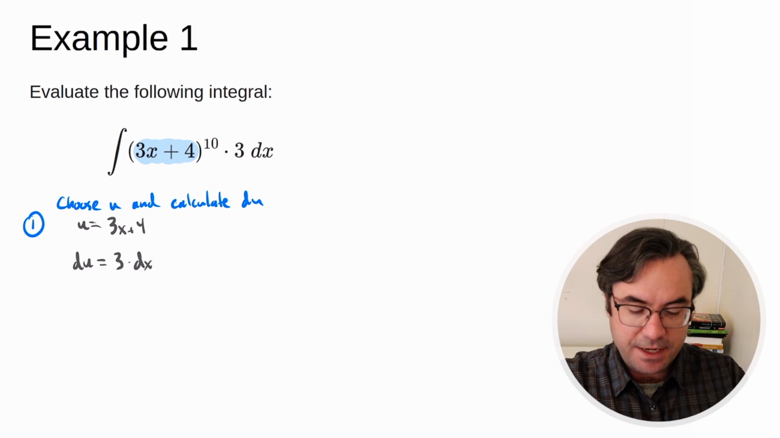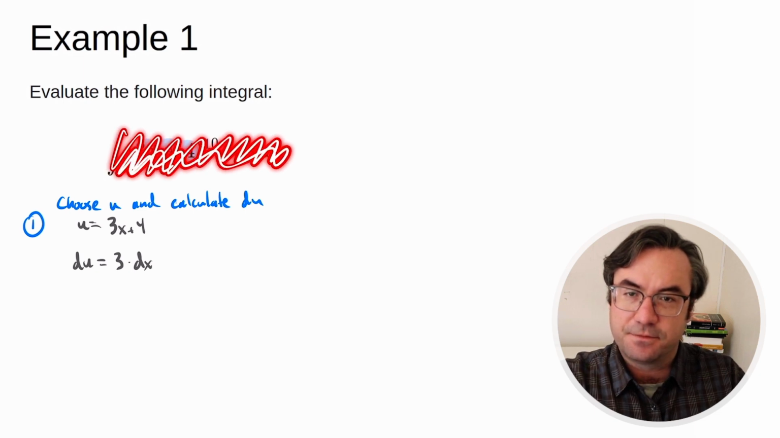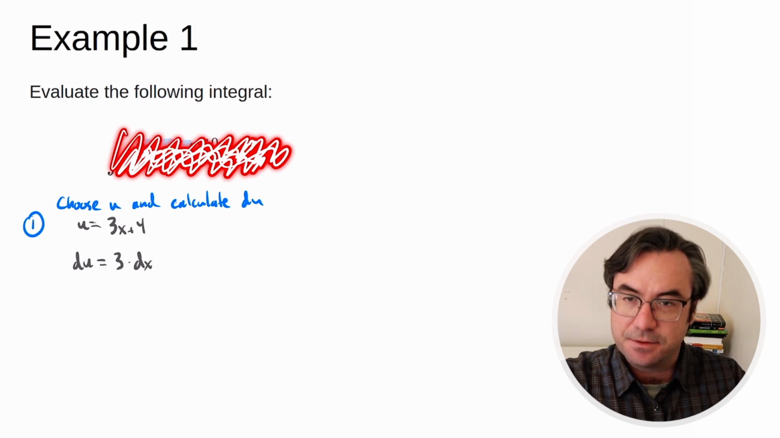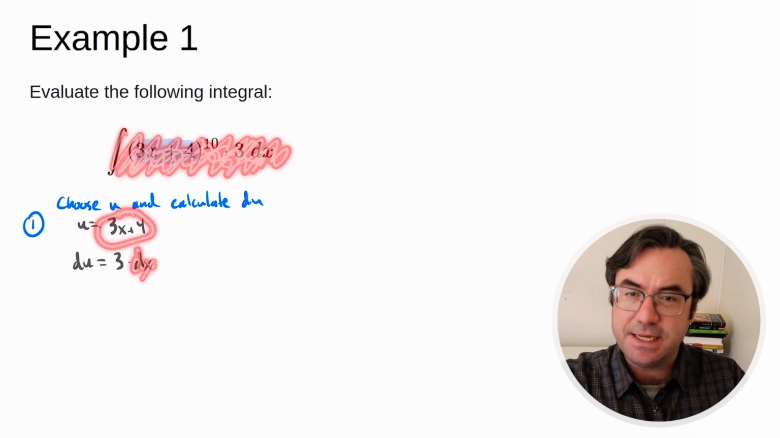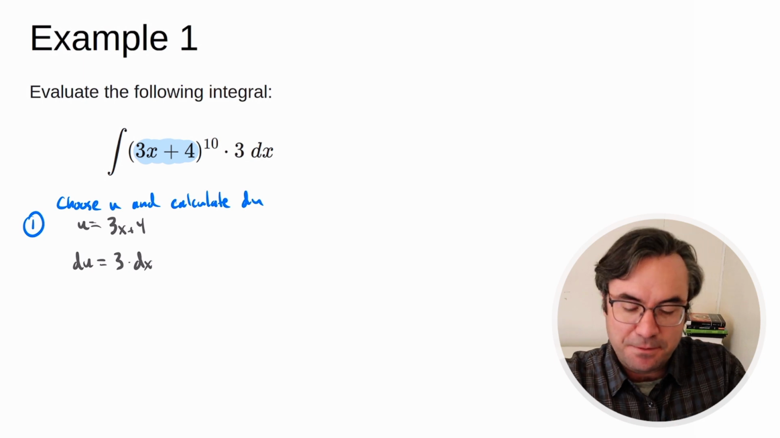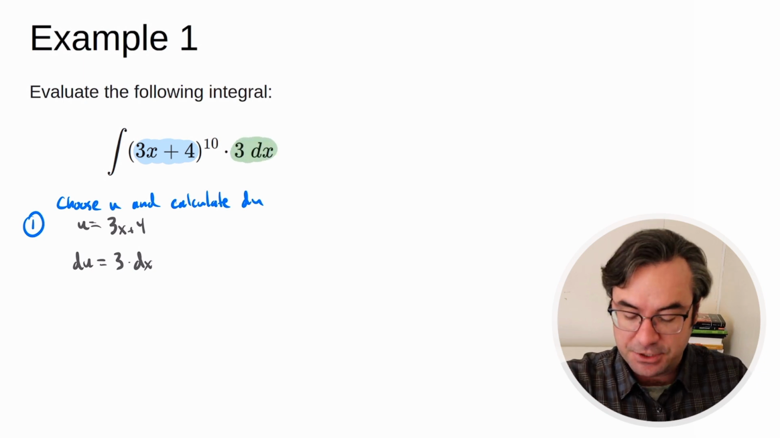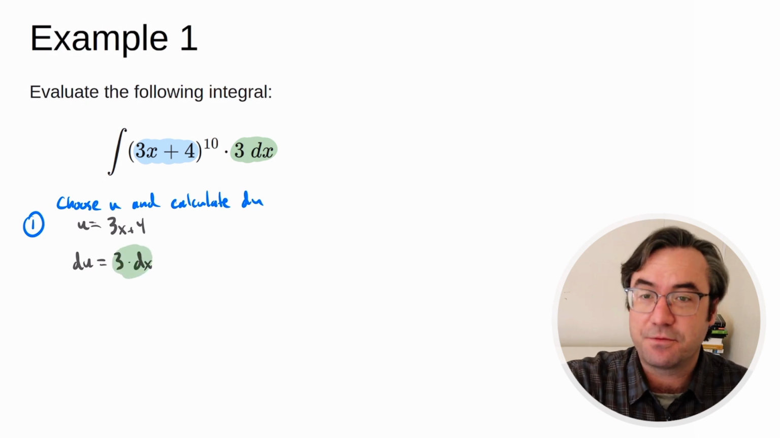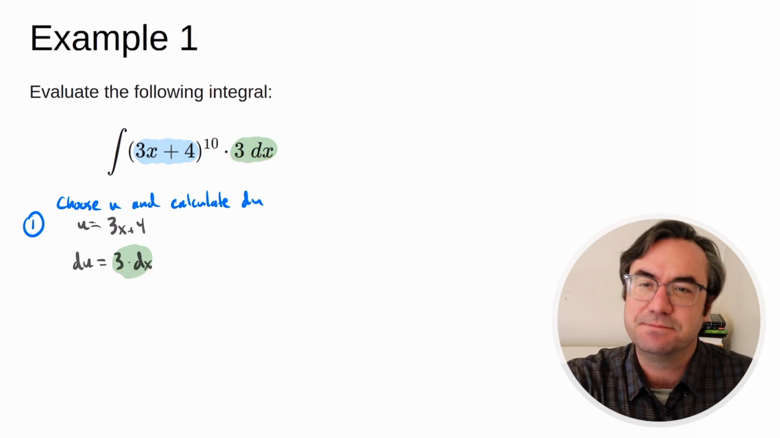And when you calculate this new differential, forget about the integral for a second. Pretend you don't see it. What we're doing is just calculating the derivative of that 3x plus 4 and then multiplying by dx. For our first example here, we see that the 3 dx, the leftover terms in our integral, matches up perfectly with what we just calculated for our differential. Normally, this stuff is not going to be a perfect match.